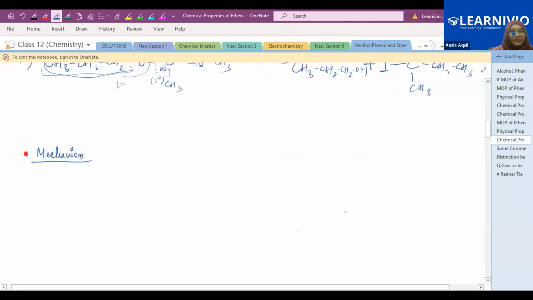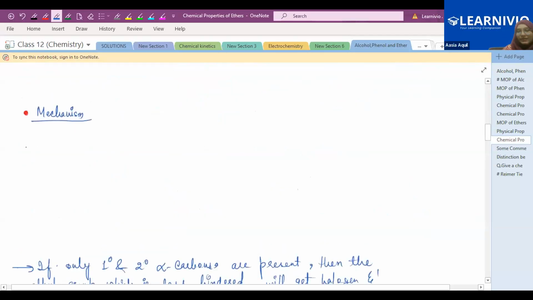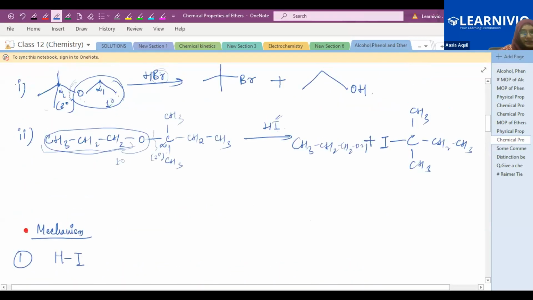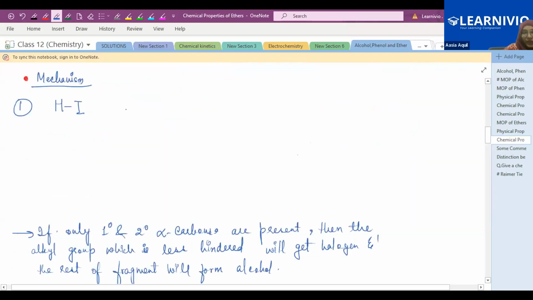Now let's understand the mechanism for this one. Because you are using the halogen acid, suppose this HI, I'm discussing the first reaction mechanism. Suppose we have HI, so it will dissociate to form H plus and I minus, because iodine, a halogen, is electronegative, so it will acquire negative charge and the H will acquire plus charge.